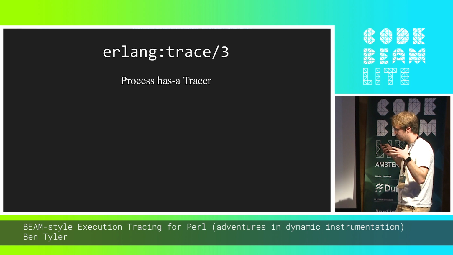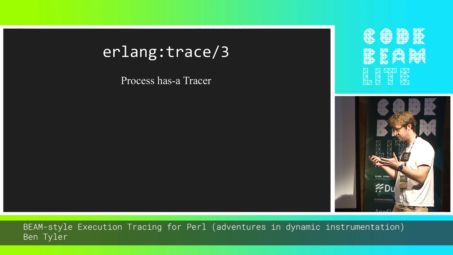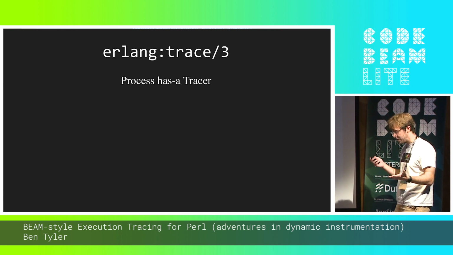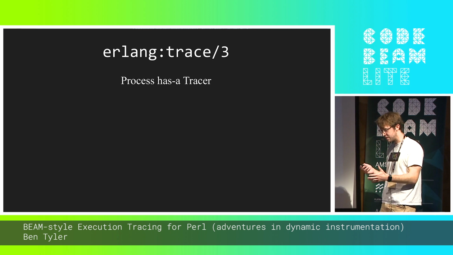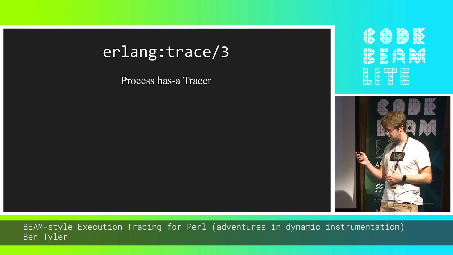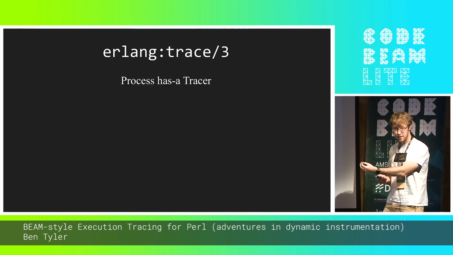So let's jump into what erlang:trace does. What does this BIF do when you run it? Roughly speaking, Erlang processes are just big old C structs. They've got a big old table of fields that represent their state, their locks, all their attributes. One of those is the tracer that's been assigned to them.